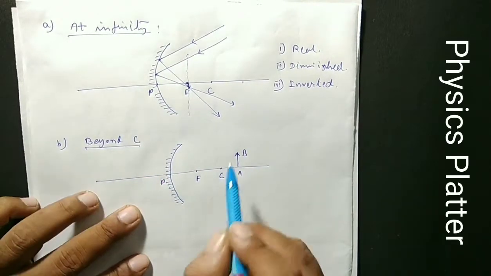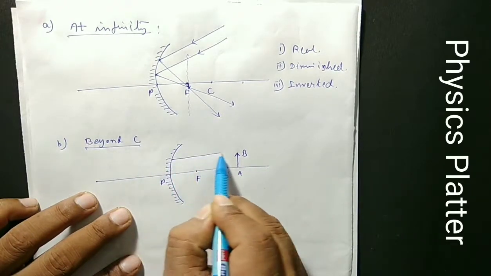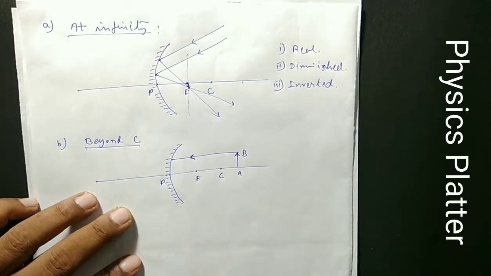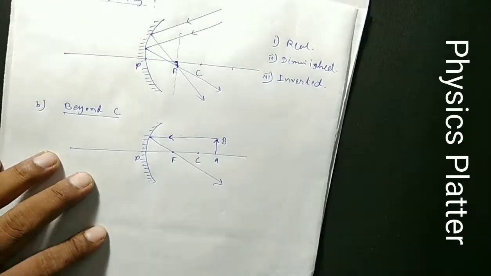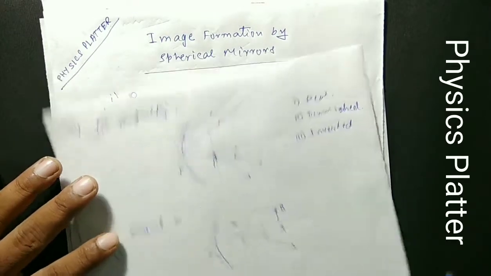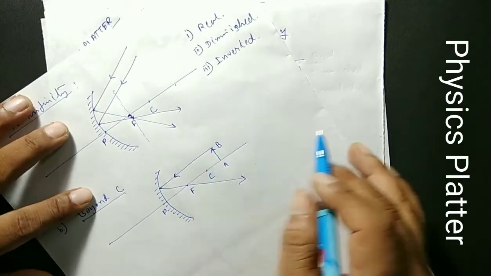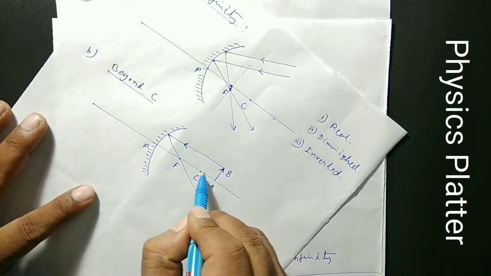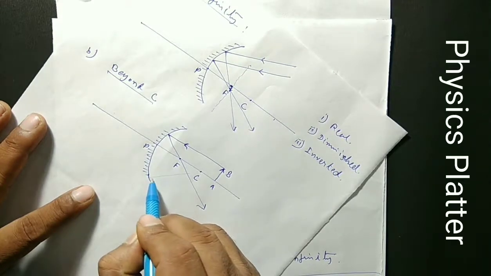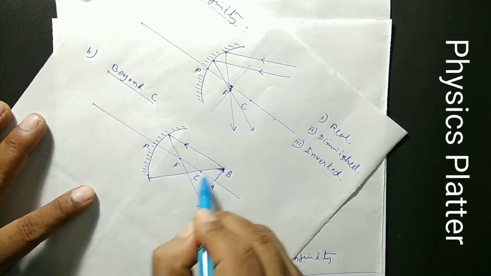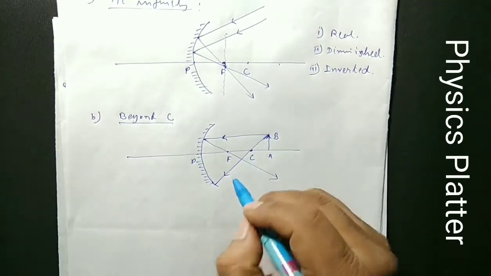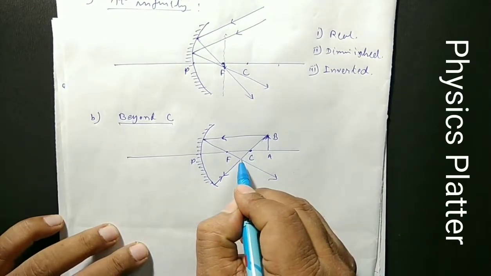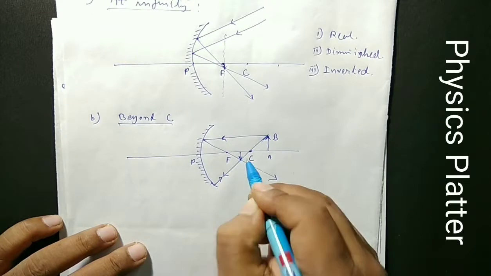So as I told you, I will take two rays. One is the paraxial ray, which is like this, parallel to the principal axis, and after reflection a paraxial ray will go through the focus, as you know. Another one I'll take to the center. I can extend this a little bit. So this one is my center. Now, as you know, when the ray goes through the center, after reflection it comes back in the same path.